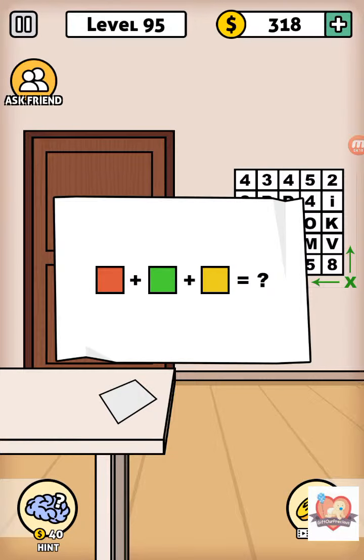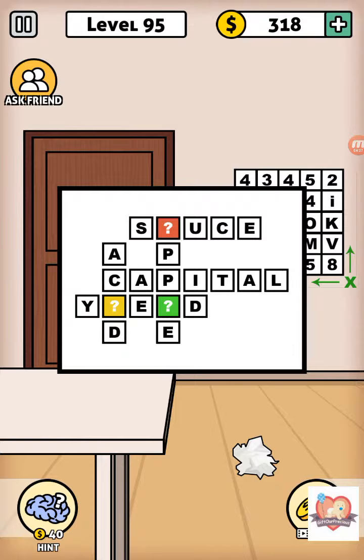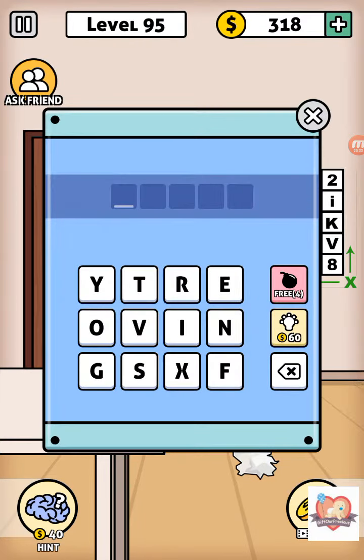Wow. Okay, let's see the clue. Something red, green, plus yellow. What's this? Red plus green plus yellow. So A. Red plus green. L. A plus what? What is this word? A-L, that means A L something. A L what? What is this word? A L I. Ali.